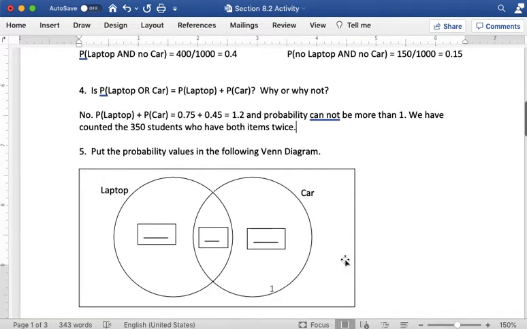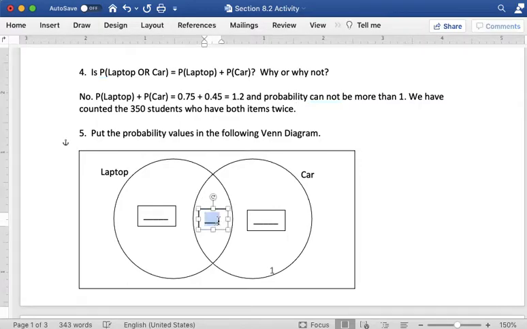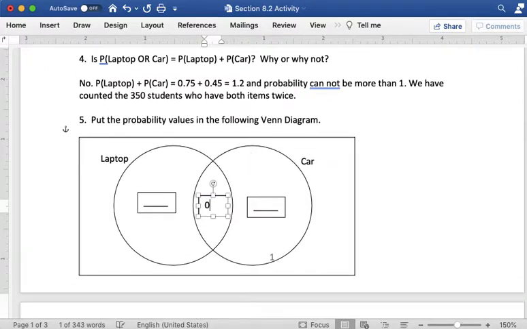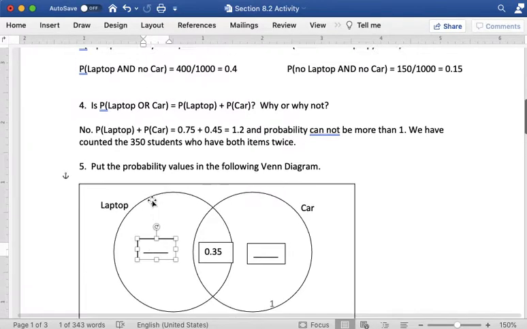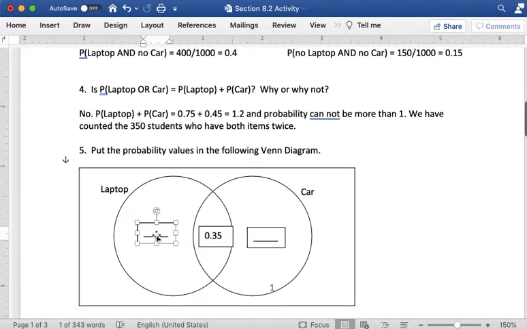And so now we're going to put the probability values in our Venn diagram here. We have a circle for laptop and a circle for car. The overlap is going to be people who have a laptop and a car. So that is 0.35, 35%. And then in this box is going to be the probability of having a laptop but no car. So these are in the laptop circle but not in the car circle. So laptop and no car, that's going to be 40%.